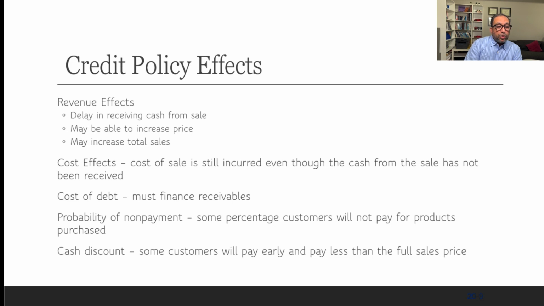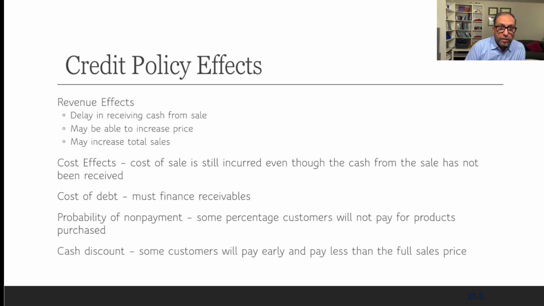Credit policy effects. Revenue is going to be affected by the delay in receiving cash from the sale. We may be able to increase the price if we want to sell on credit. The credit price is also different from the cash price, and we see this very commonly. If you go to a car dealer, they say, if you want to buy with cash, these are the cash discounts, and if you want to buy on credit, this is the price. So the prices are different for those buying on credit, and this may increase total sales.